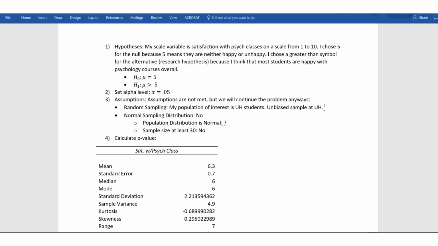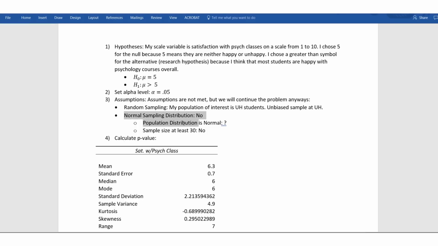So for me, I'm going to say it is okay. For here, it's not 100% random, but I don't see any real bias because I went to the library and you're probably going to get a little bit of variety of people. I didn't go to Psychi or something like that to get my sample.